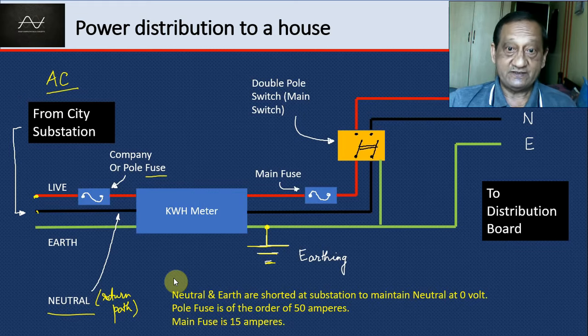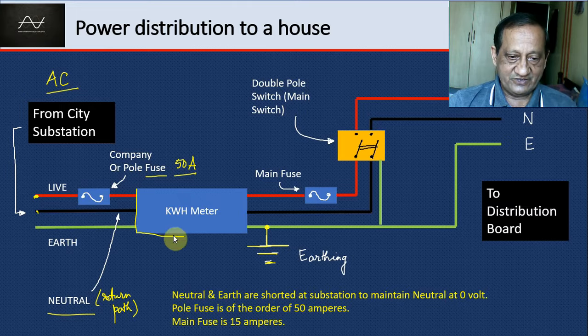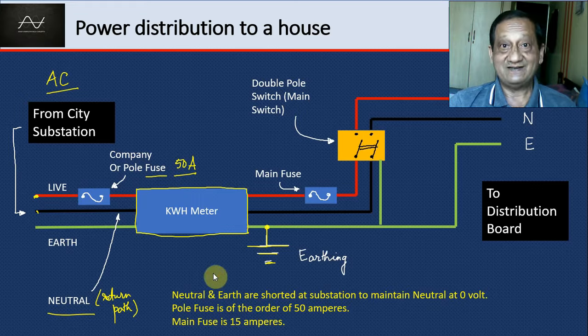So, just to protect the house, there's a fuse kept at the pole itself, company or pole fuse, and that is usually of the order of large 50 amperes or so. And then immediately a meter is put, that is a kWh meter, so that whatever you're consuming can be recorded. You got to pay for it.